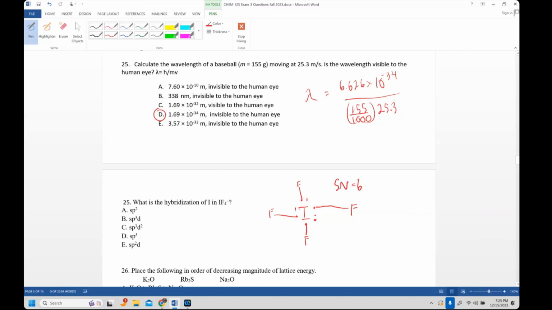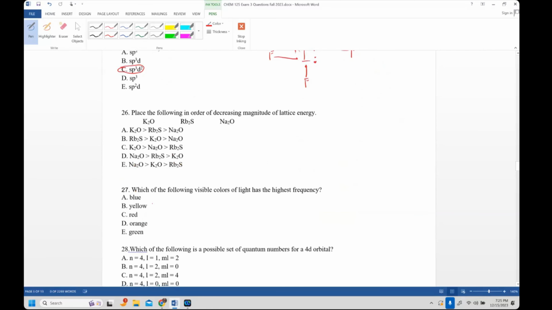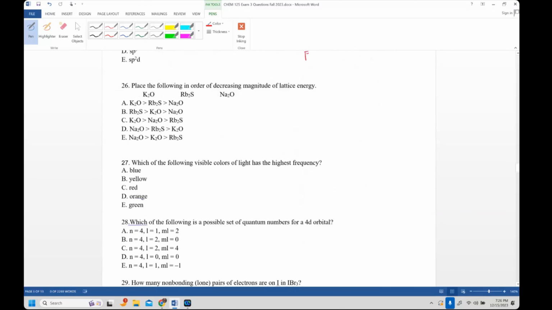If we have a steric number of 6, it is d2sp3. So C is your answer for that. Okay.